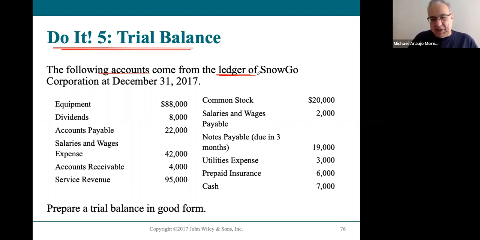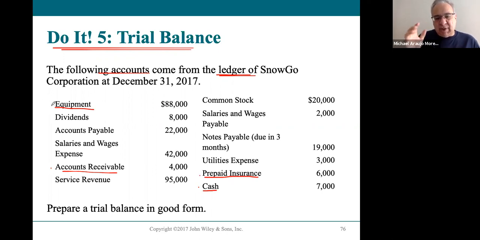The asset accounts would be listed first, in the order you'd see them on the classified balance sheet. So cash is certainly going to be listed first. Your accounts receivable is also a current asset that would be listed. Your prepaid insurance is also a current asset, so that would be listed. So your current assets are listed there. And then are there any more assets here? Yes, there's equipment. So all your assets would be listed in that order: cash, receivables, prepaid, and equipment.